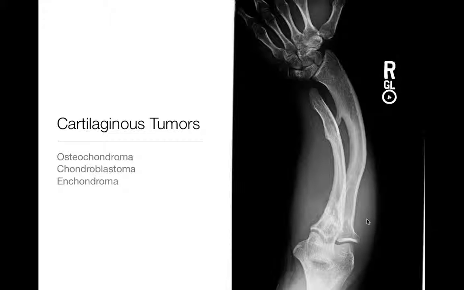This picture on the right shows us a patient with multiple hereditary exostosis, multiple osteochondromas. As you can see, there's one coming off the radius here. There's a sessile one off the ulna, and it's caused this Madelung deformity, which is one of the causes of Madelung deformity with multiple osteochondromas.